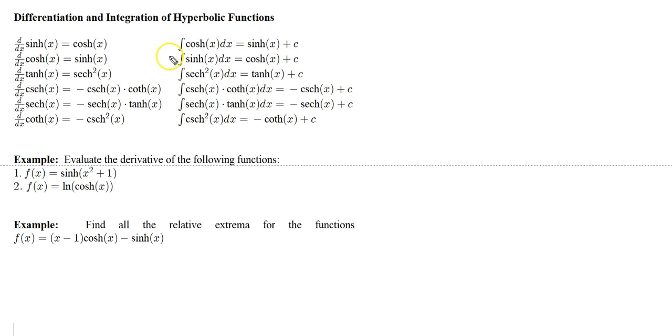Now let's take a look at a proof of one or two of these derivative formulas over here. Let's prove that the derivative of sinh is cosh. So we want to prove this. So we want to show that this is equal to cosh. Well, let's go back to our base definition for the sinh.